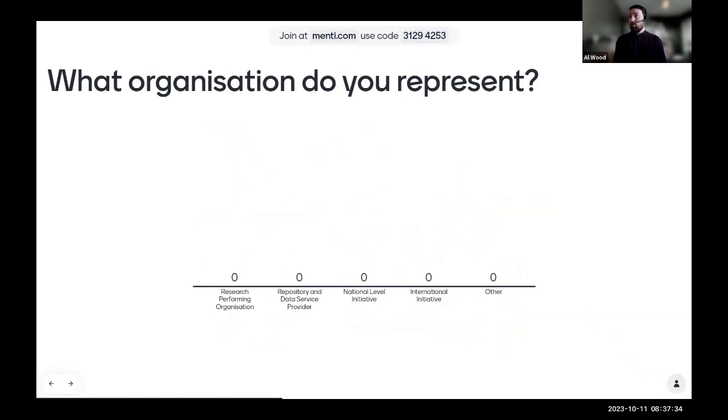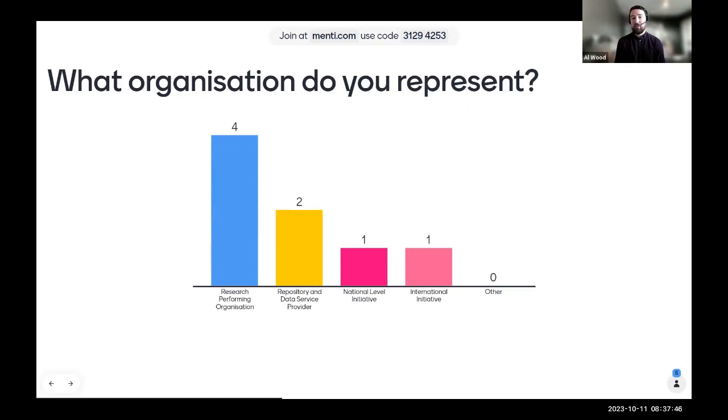Okay, so what organization do you represent? We have a research performing organization, a repository and data service provider, a national level initiative, an international initiative, and other. So please do feel free to choose what most accurately represents your organization that you are representing today. Okay, we can see there's a number from RPOs today, a fairly even spread throughout the organizations as well.